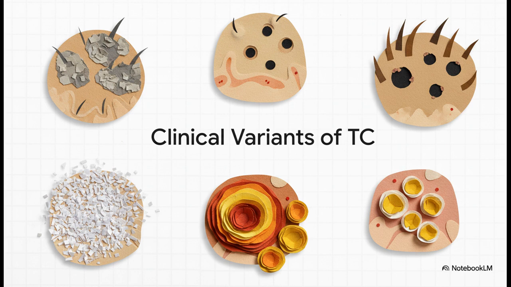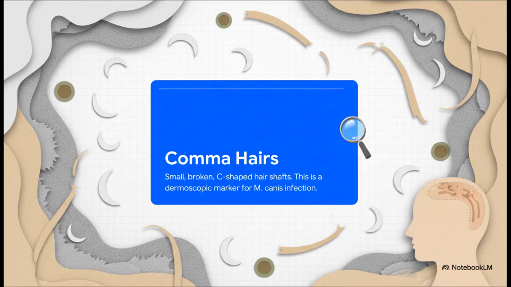But you absolutely have to know the severe inflammatory forms. We're talking about kerion, that's a deep, boggy, pus-filled plaque, and favus, which has those classic cup-shaped crusty lesions we call scutula. Trichoscopy is fantastic because it gives us these great, non-invasive clues. The first one to lock in is comma hairs. These are tiny, broken hairs that are bent into a C shape. For board purposes, when you see comma hairs, you should immediately think Microsporum canis. It's a really strong association.